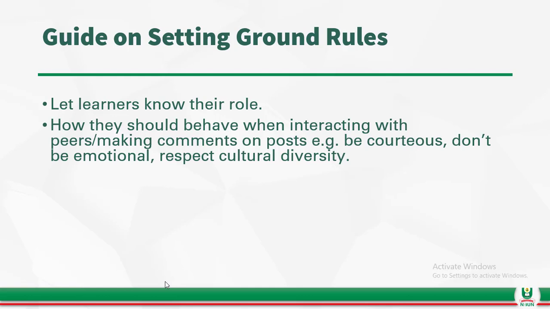Now, how they should behave when interacting with peers, making comments on posts and so on. You must give that guide. They must be courteous. Then you could tell them, don't be emotional, because some people are really emotional, and because of that they will just write nasty things, and you have to let them know. They should respect cultural diversity. Sometimes you'll see some people breaking the rule. You can even let them know the punishment that will follow. Let them know the sanction that will follow, because if you set the rule, it will help you monitor your class. What to post and where to post it.